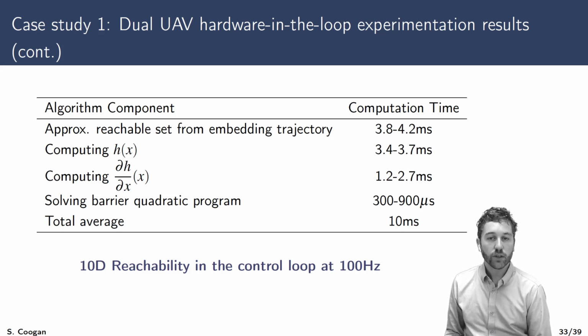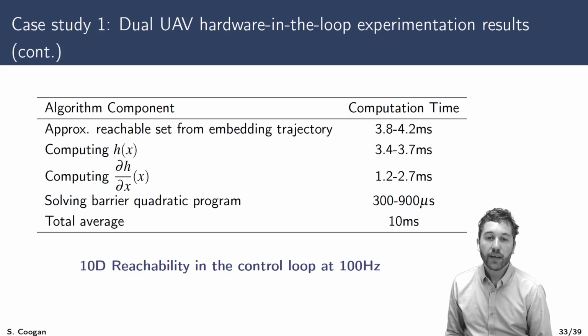Solving the resulting quadratic program for the control barrier function takes up to about 1 millisecond, and the average total computation time for all of these processes is about 10 milliseconds. So we are able to include reachable set computations in the control loop of a 10-dimensional system on embedded hardware at about 100 hertz.